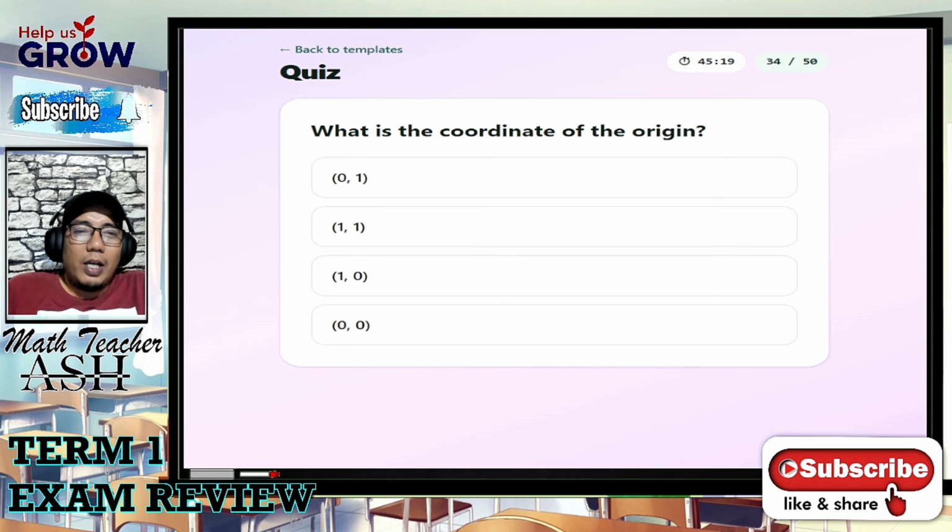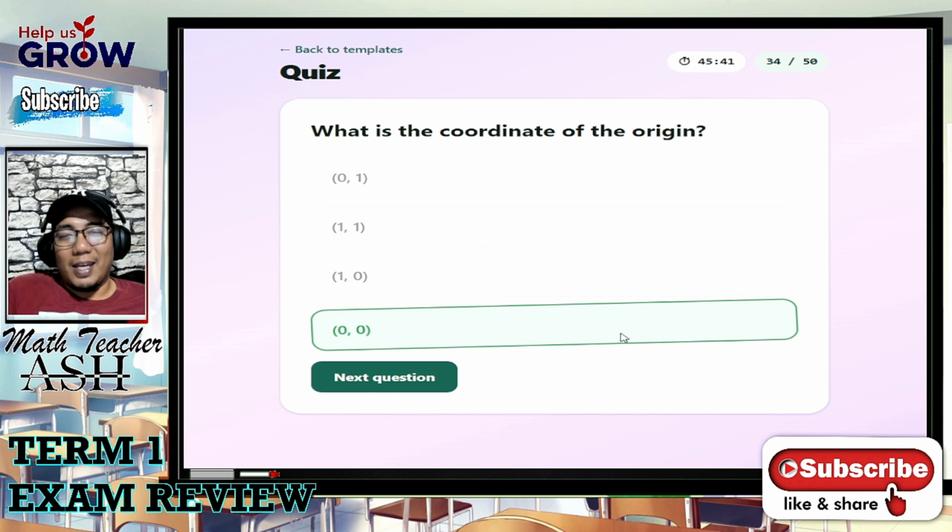What is the coordinate of the origin? Is it 0, 1? Is it 1, 1? Is it 1, 0? Or 0, 0? What do you think is the answer? Very easy, my dear math learners. Talking about the origin, it is the intersection of the x-axis and the y-axis. So therefore, that is 0, 0. Let's check. Easy, right? So now let us go to the next question.